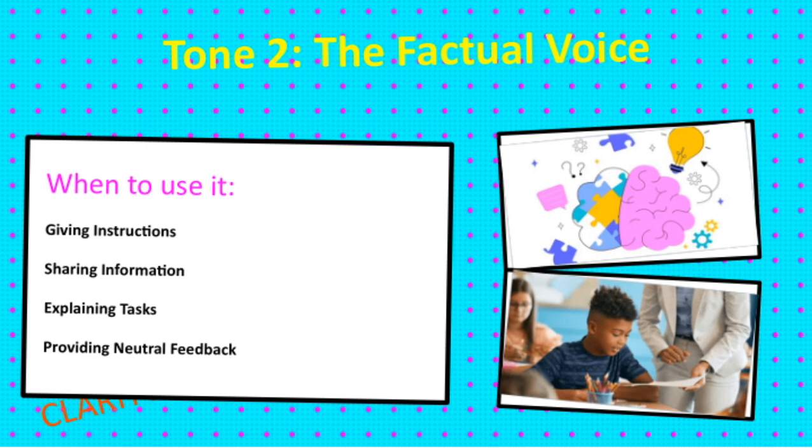So when should you use this approach? That's where tone 2, the factual voice, comes into play. It emphasizes clarity, making sure your message is easily understood. Remember, clarity is key here. Being clear helps prevent misunderstandings and keeps communication smooth. By sticking to neutral, factual language, we support effective communication, especially when conveying important information or guiding others through tasks. This approach aligns with the overall goal of clear, professional, and respectful communication.